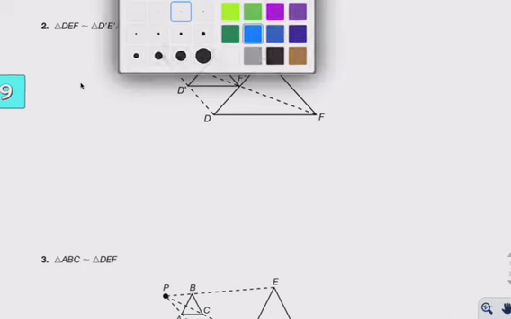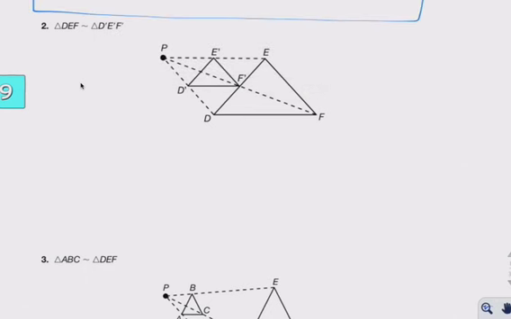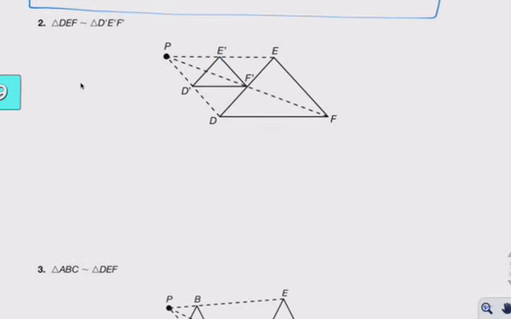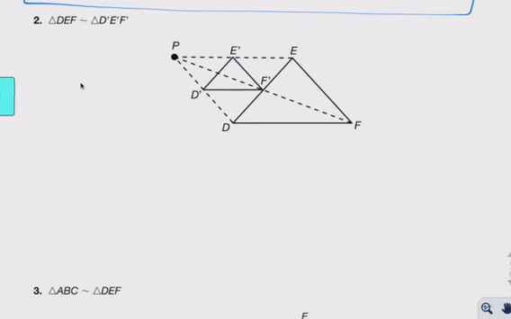I typed up a direction here for you to justify by angles and by ratios. There's a direction up there to justify that these two triangles are similar by angles and by ratios. So let's start with congruency on angles, congruent angles. We'll start with angle D, which is congruent to angle D prime.